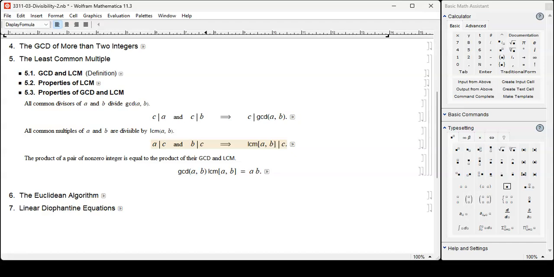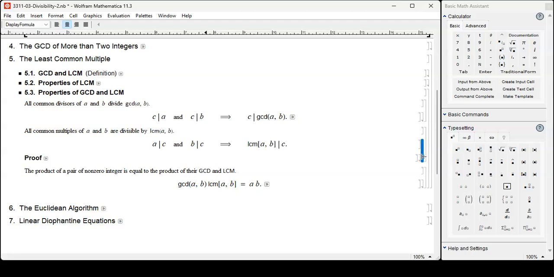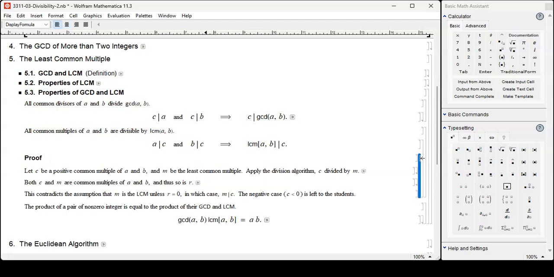We have a counterpart here for LCM. If C is a common multiple, in other words, it's divisible by both A and B, then it is divisible by the LCM. Now, how do you prove that? That takes a bit of effort.